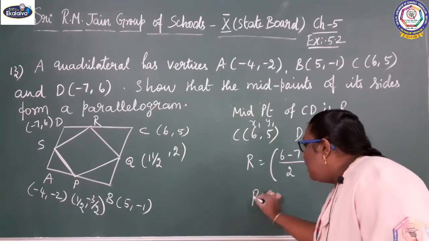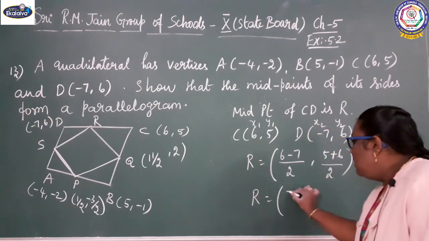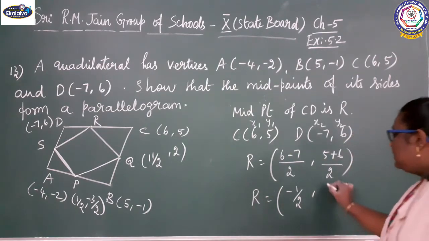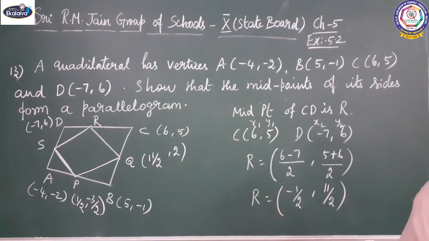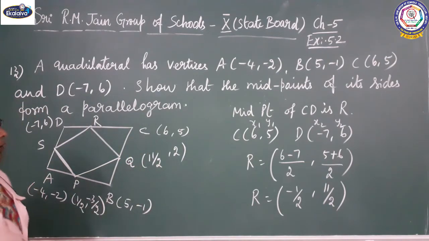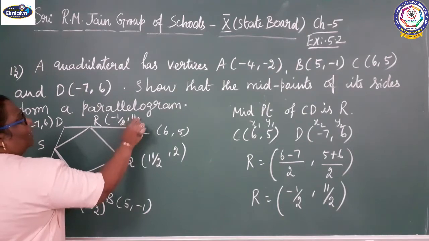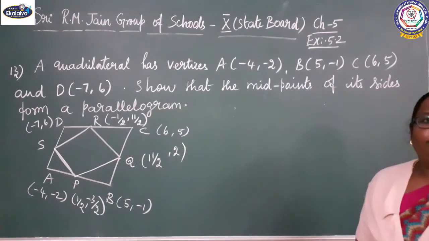So R equals 6 minus 7 is minus 1 by 2 comma 5 plus 6 is 11 by 2. So what is the R value? R value is minus 1 by 2 comma 11 by 2.